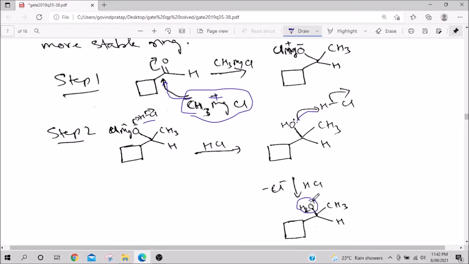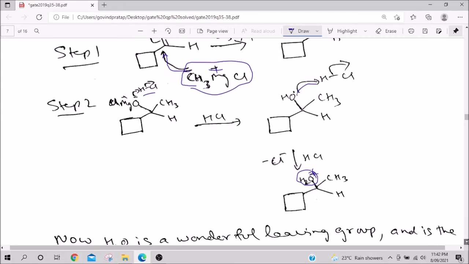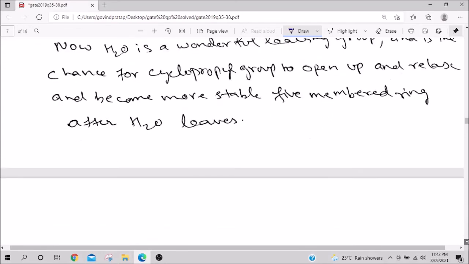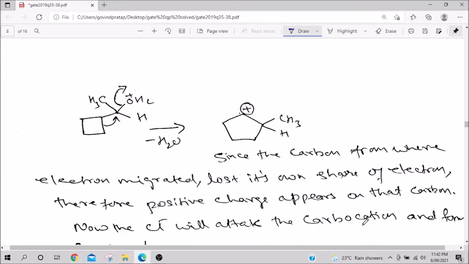Now, once water is formed, water is a very good leaving group here, because first of all oxygen has a positive charge and is very unstable right now, but once it leaves as water, you can see water is everywhere, a very stable molecule, and therefore it becomes a wonderful leaving group. And now the cyclobutane gets the opportunity to rearrange, so this goes and attacks here, water leaves, and you get this kind of carbocation intermediate, and then we have Cl minus.